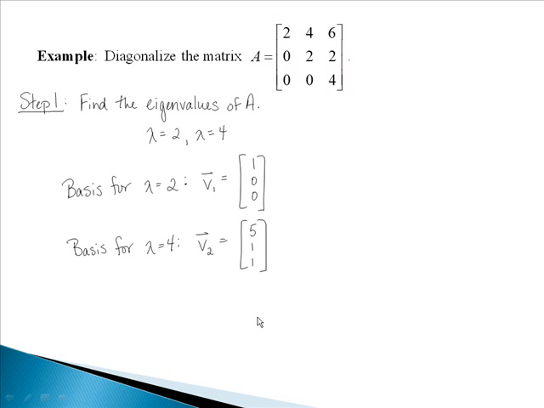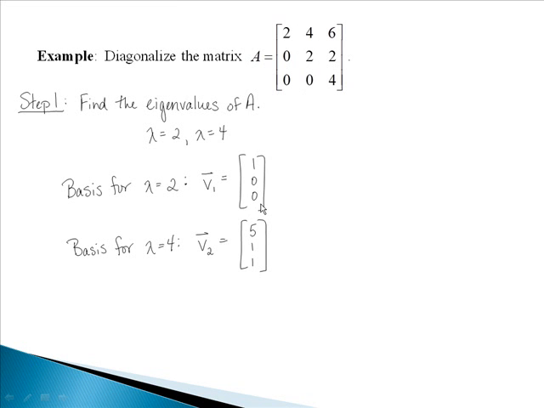Now when we look at the next step where we want to find the eigenvectors corresponding to those eigenvalues we were given, we see that a basis for lambda equal 2 is one vector, where we have v1 equal to (1, 0, 0). And a basis for lambda equal 4 is v2 equal to (5, 1, 1). Now you should notice that we kind of have a double root with lambda equal 2, and we should have ended up with 2 vectors here, but we didn't.